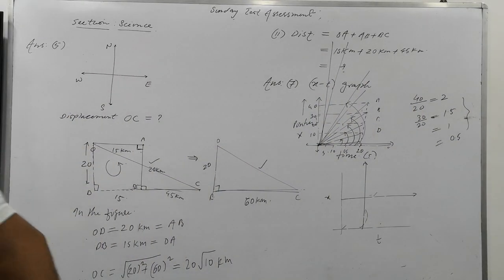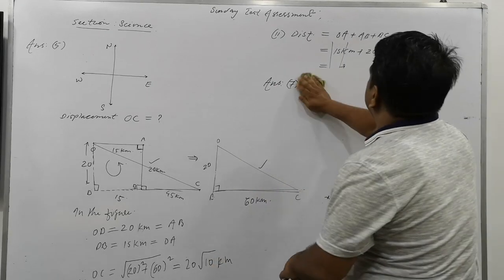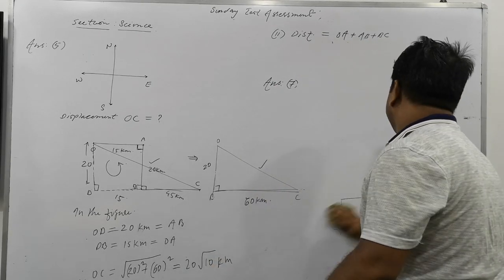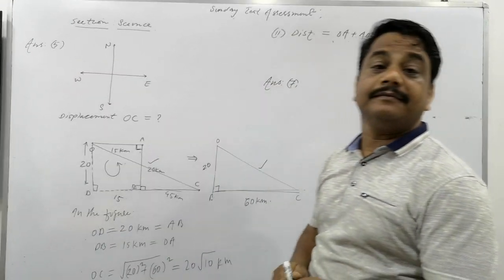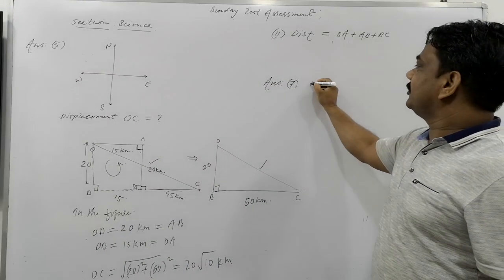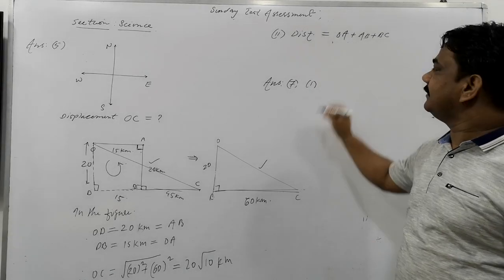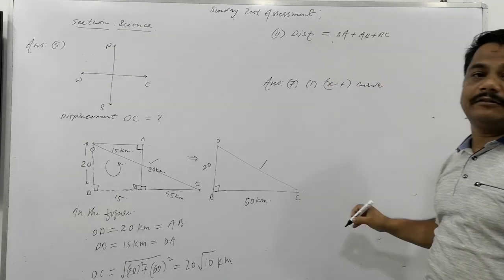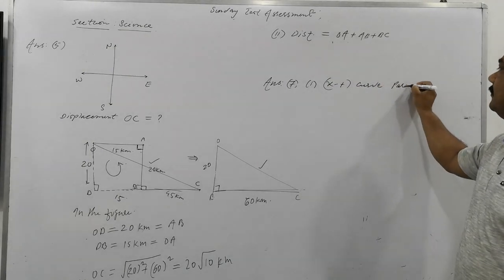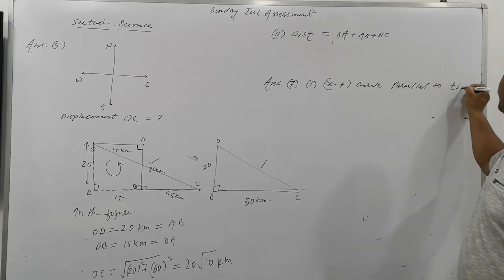Now start giving answers. First question, question number 7. What is the physical condition of an x-t curve parallel to the time axis?